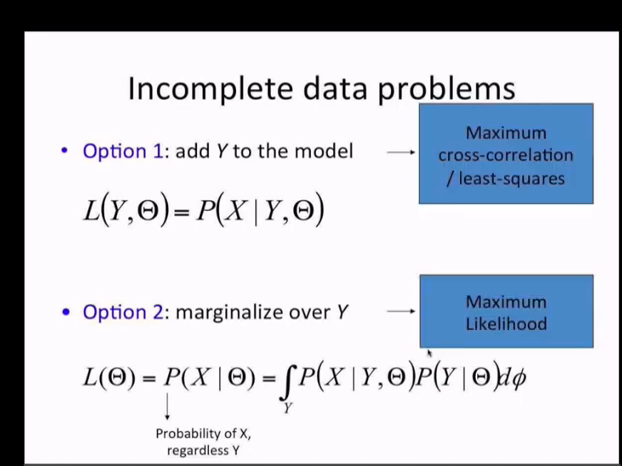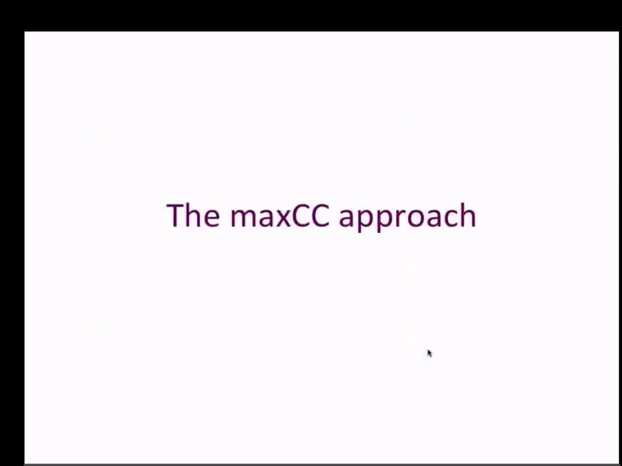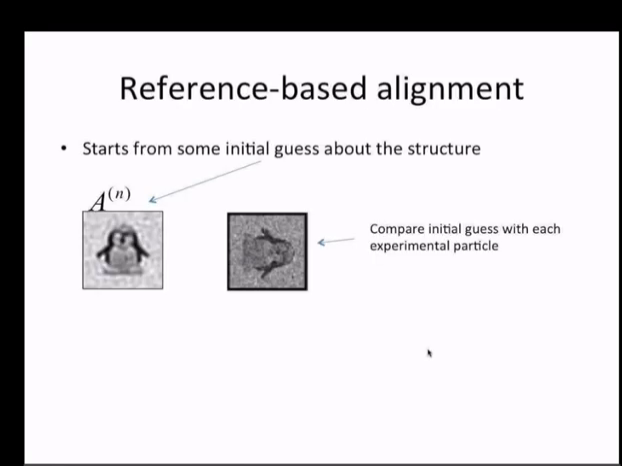Now, the first option in the cryo-EM field has typically been called maximum cross-correlation. In X-ray diffraction, people have called this least squares approaches. And both cryo-EM and X-ray diffraction techniques have called the second option maximum likelihood techniques. So let's have a look at the maximum cross-correlation approach first.